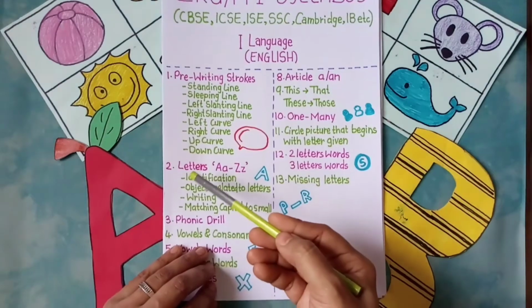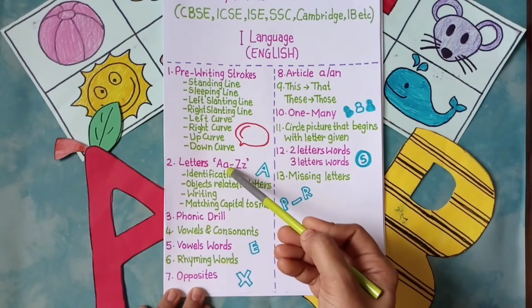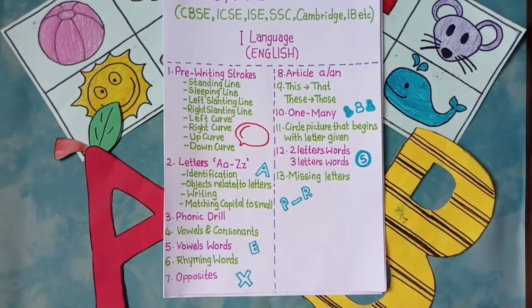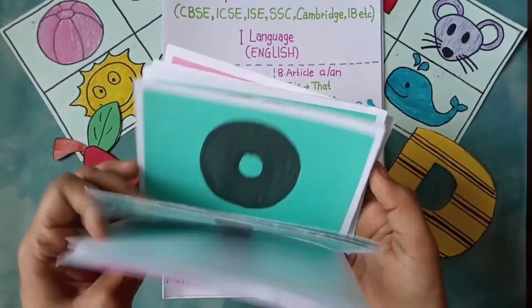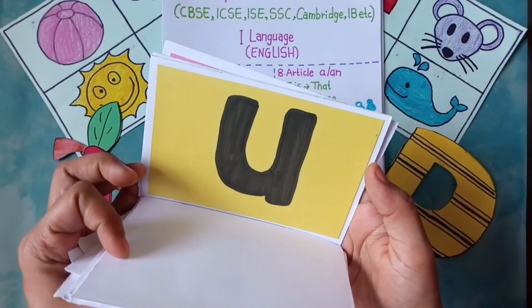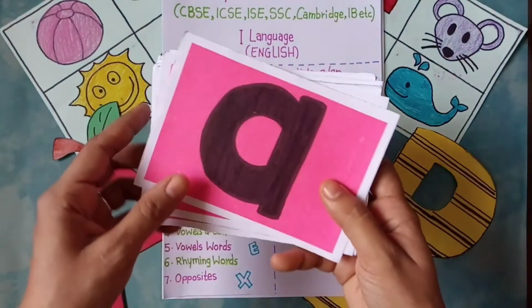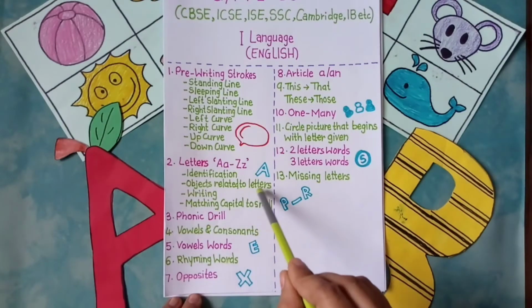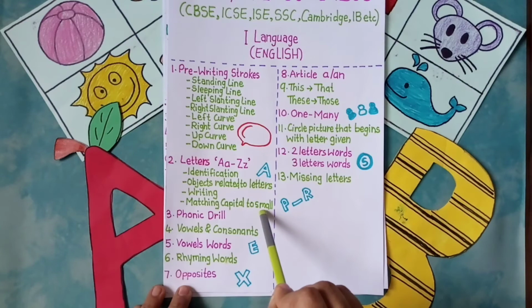Next is our letter A to Z, that is capital as well as small letters. In letters, that is identifications of letter. For letters also you can make such types of flashcards. You can make in different colors, so that along with alphabet they will also learn colors. These are the flashcards which I personally use for my kid. Next is object related to every letter, writing letters, matching capital to small.